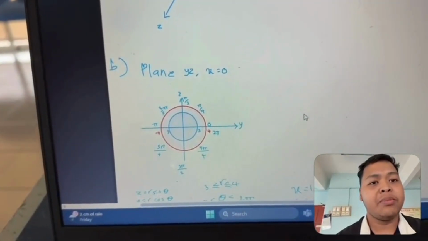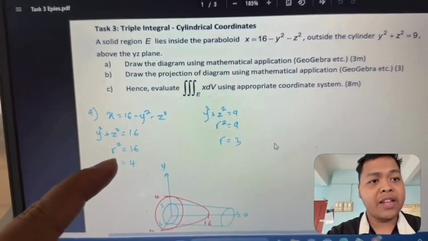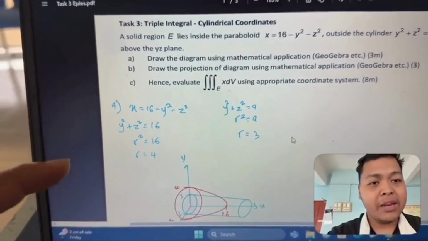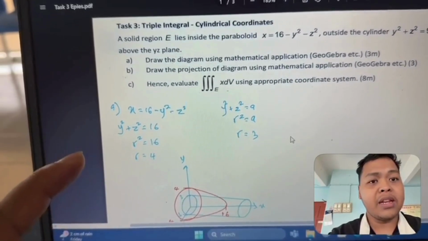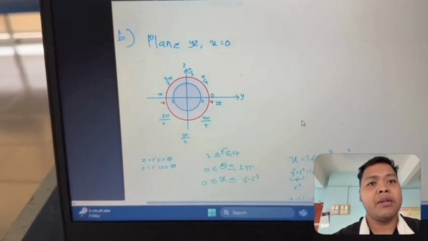Next, question B. Question B is to draw the projection of the diagram using a mathematical application. The difference between A and B is that B is a two-dimensional diagram, and A is a three-dimensional diagram. So for question B I get it like this.